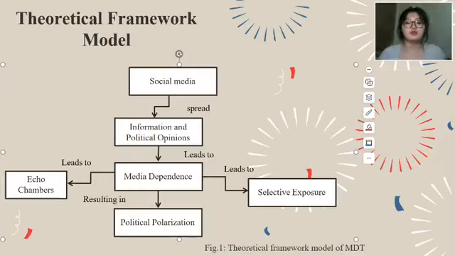In this part, I want to talk about the theoretical framework model. The first step is social media. It spreads information and political options that lead to media dependency. Media dependency leads to echo chamber and selective exposure. Finally, all these things result in political polarization.